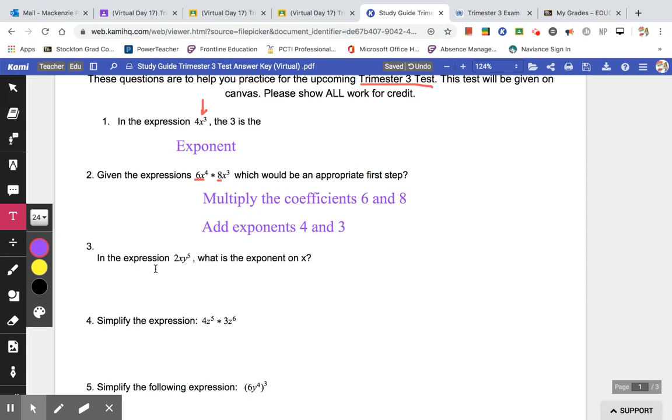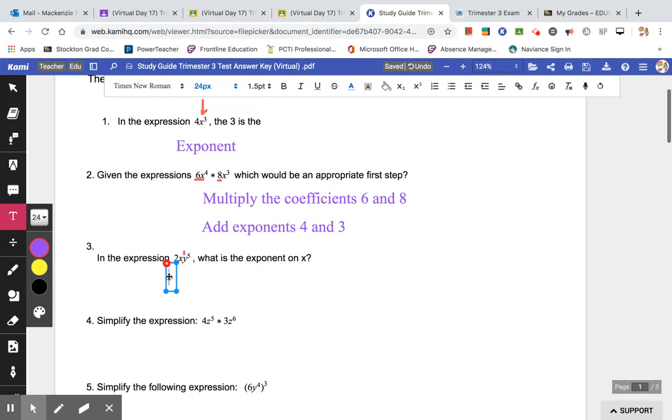Okay, if we take a look at number 3, it says in the expression 2x to the 5th, what is the exponent on the x? Again, you want to remember exponents are those raised numbers above the bases. If we take a look at the x here, there's actually nothing raised above it. This 5 here is on the y. So we know from our lessons that if there's nothing on the x, there's technically a 1 there. So the answer to this is that the exponent is 1.